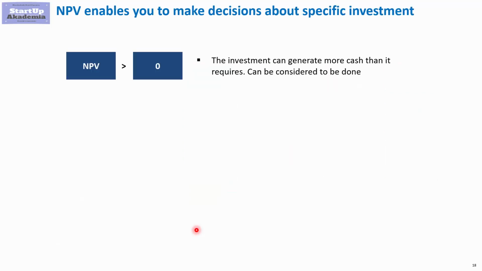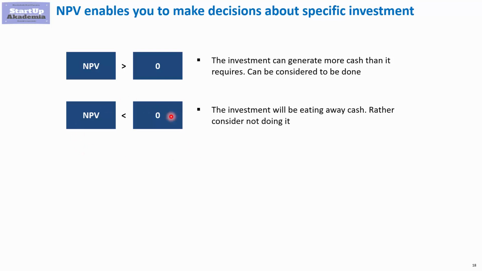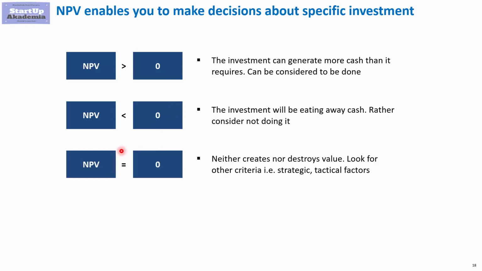So if the net present value is bigger than 0, then the investment can generate more cash than it requires. So this is something we can consider to be done. Below 0, it's eating away cash. So this is something that we may consider not to do. And finally, if it's 0, then we would look for different criteria.